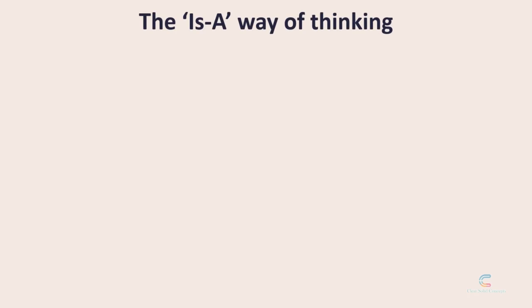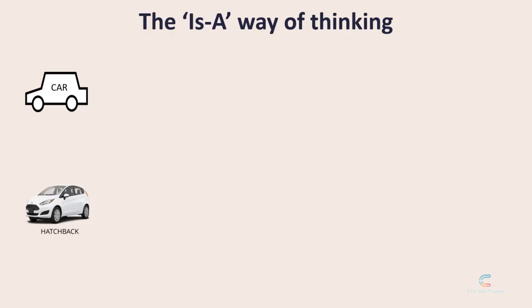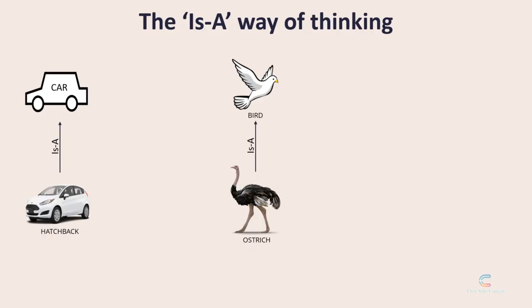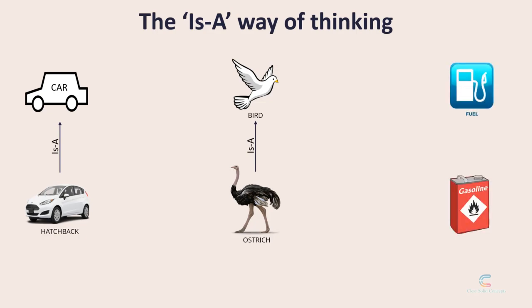Take the example of a car class. A hatchback extends a car class. So we say hatchback is a car. Let's take another one. We have a bird class and ostrich extends bird. So ostrich is a bird. Another one, fuel and gasoline. So gasoline extends fuel, or gasoline is a fuel.